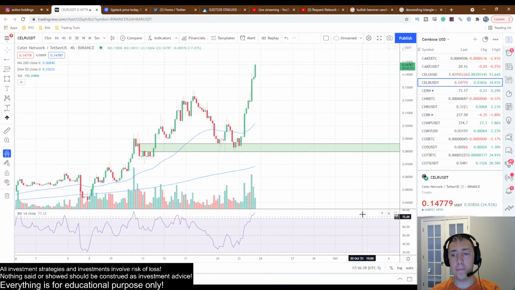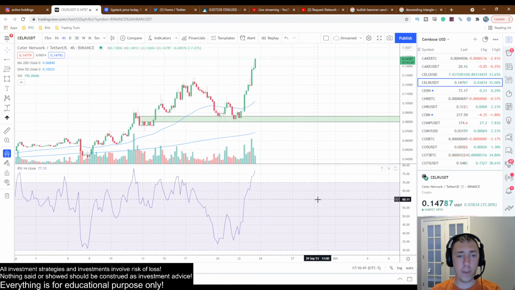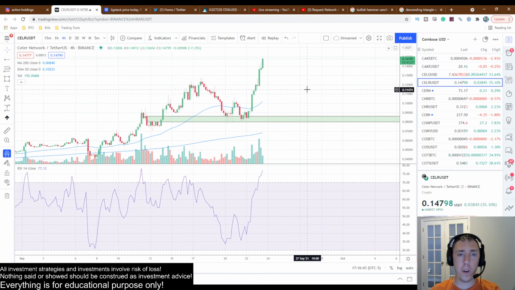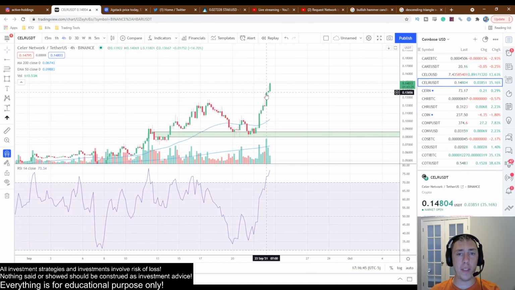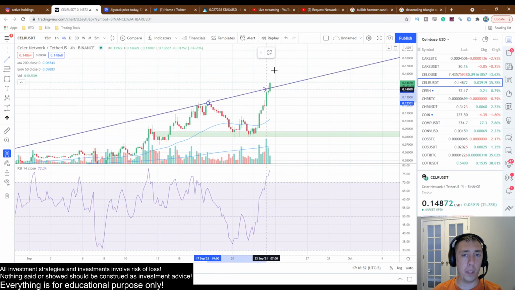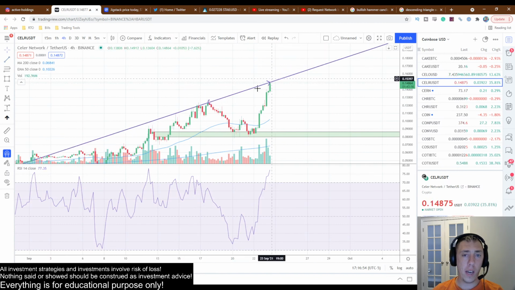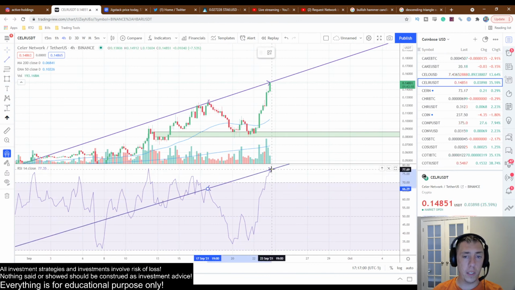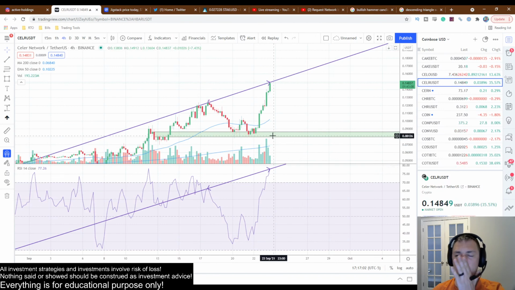But the next thing we're going to look at is going to be our RSI. Now, RSI is very important for breakouts. What am I looking for? I'm looking to see how much strength this movement has. So I'm going to go over here to my trend lines, and I'm going to try to establish the higher highs, right? This is a higher high on price. Go down here. This is a higher high on RSI.